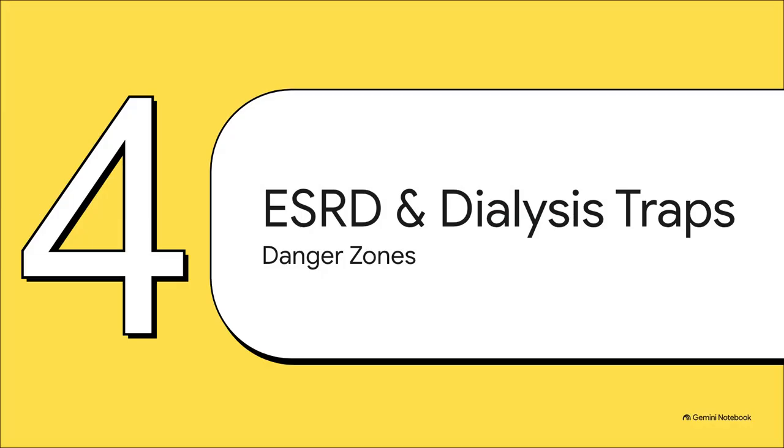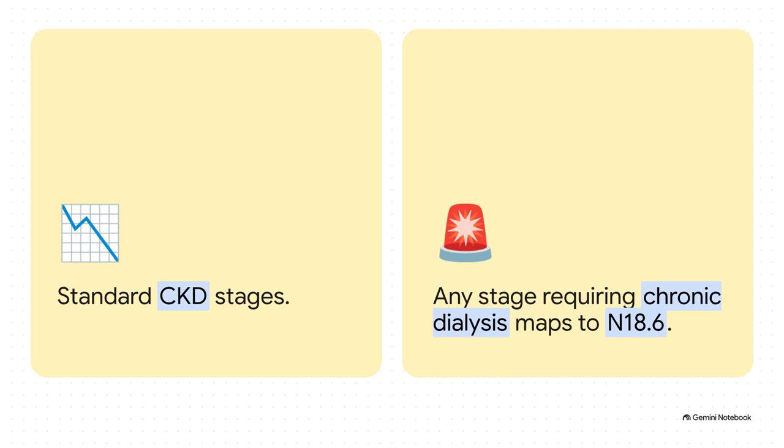Now for Section 4, ESRD and dialysis danger zones. We're going to escalate to the extremes here and tackle the strict coding rules surrounding ESRD and dialysis. Okay, the absolutely crucial point here is understanding the inclusion rule. This is a vital override mechanism in the ICD-10 guidelines. Think about it. Even if a patient is explicitly documented at CKD stage 5 or any other standard stage, the very moment the chart states they require chronic dialysis, you bypass that stage code entirely. You map it straight to N18.6 for end-stage renal disease. Basically, dialysis dependence automatically elevates the coding severity to the absolute maximum.